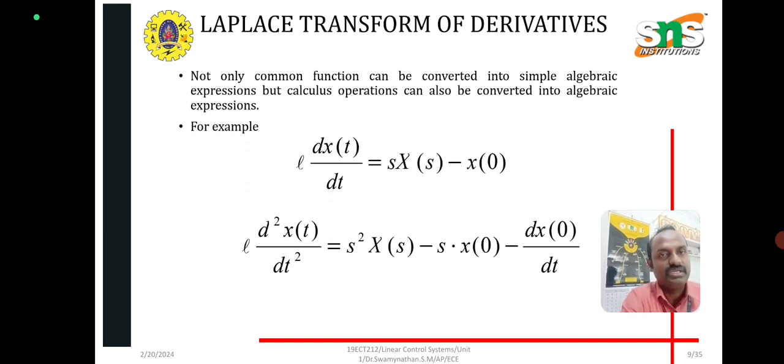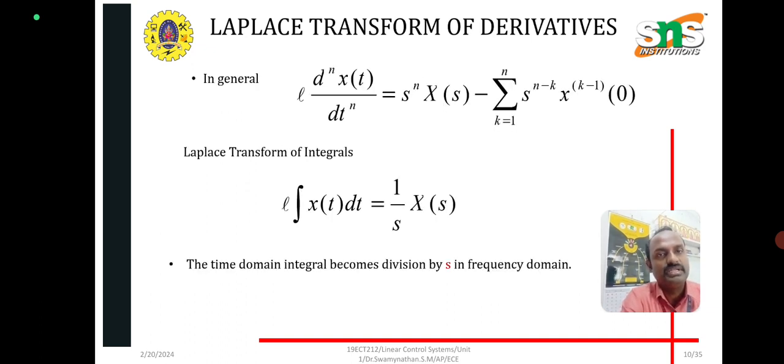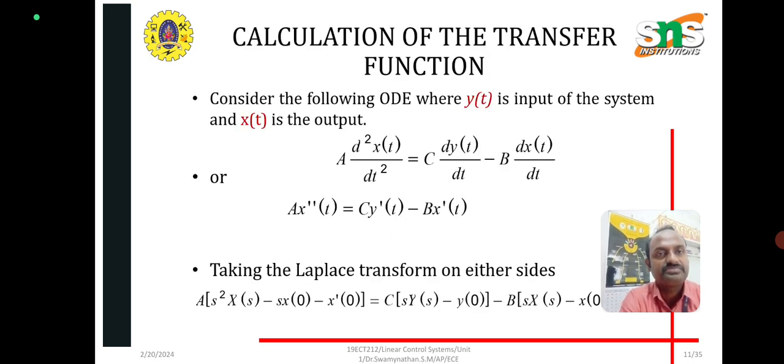So these are all the Laplace transforms. In general form, L of d^n x of t by dt^n is equal to s^n X of s minus the summation from k equal to 1 to n of s^(n minus k) x^(k minus 1) of 0. And for the integral, L of the integral of x of t dt is 1 by s into X of s. Now for the transfer function, the auxiliary form is a x double dash equal to c y dash minus b x dash, and we take the Laplace transform on both sides.